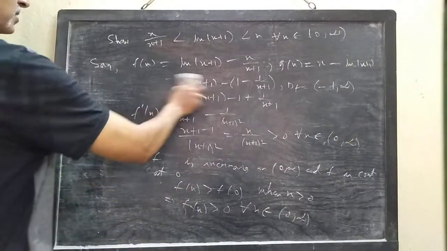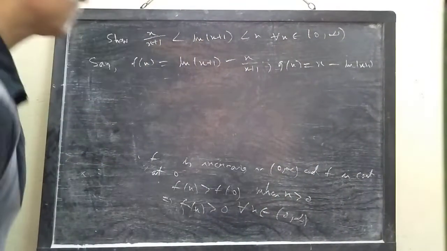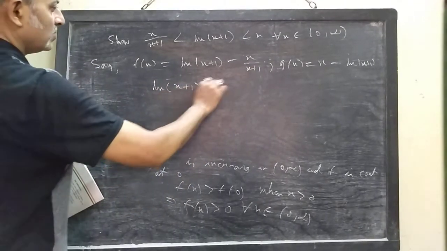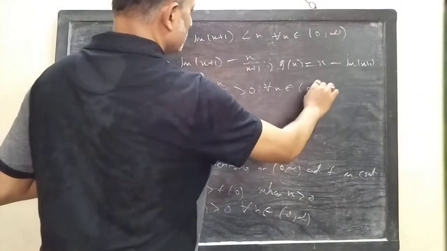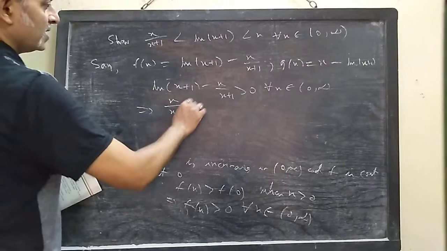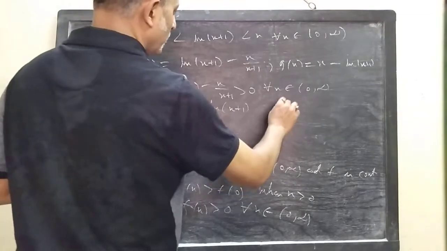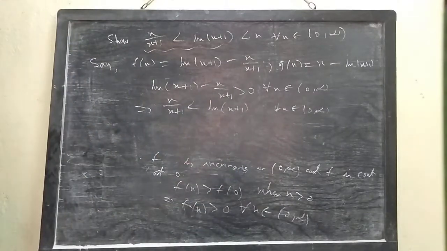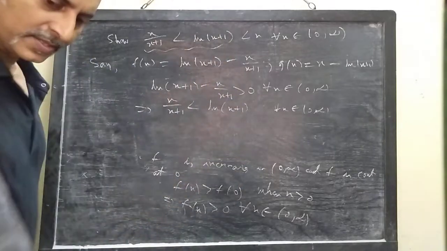I am erasing this part. You have considered f(x) is ln of (x plus 1) minus x by (x plus 1), this is greater than 0 for all x belongs to this. So you can write x by (x plus 1) less than ln of (x plus 1) for all x belongs to 0 to infinity. So this part has been established. Next, our target is to prove this part.